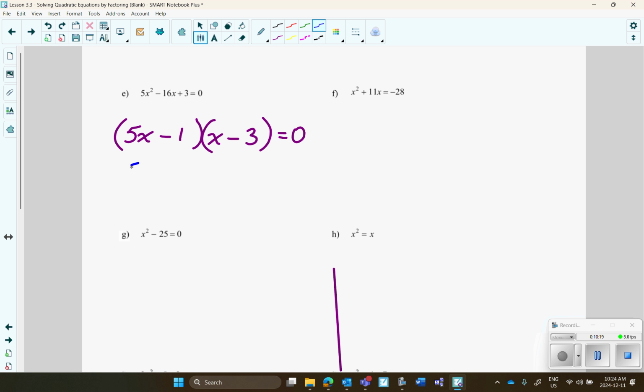Set each one equal to 0. So 5x minus 1 must work out to 0. Therefore, 5x is equal to +1, but I move the -1 over. Divide both sides by 5 and x equals 1/5. This one you should be able to get nicely. X equals 3.